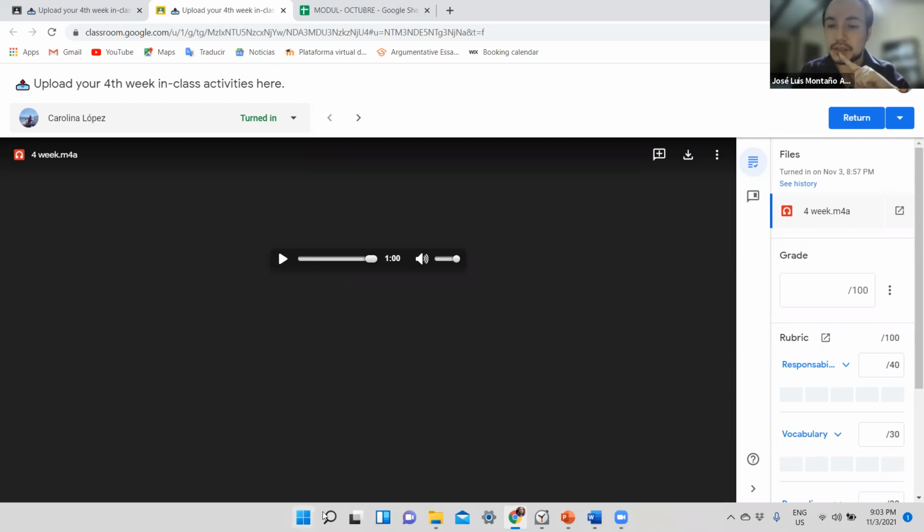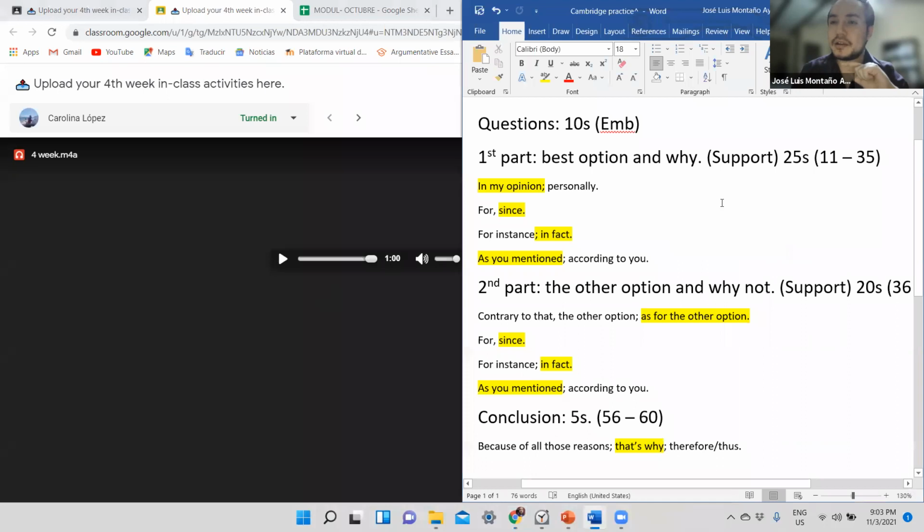So try to see in the timer if you're getting there, as we were doing with the TOEFL, right? Let me show you this one again. If you're getting close to second 35, so 10 seconds, right? At second 11, you're starting with the best option and why. You're getting close to 35, so change, all right? Or give a short final idea related to this one, and go to this one, right?